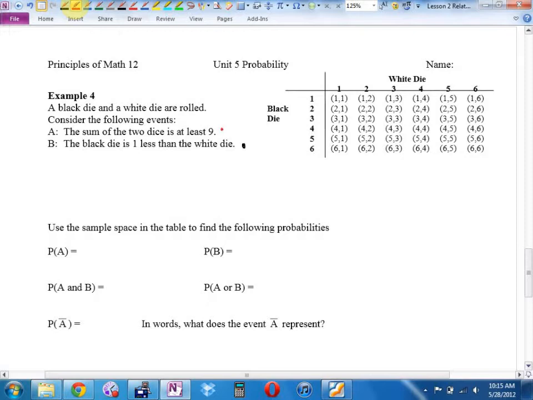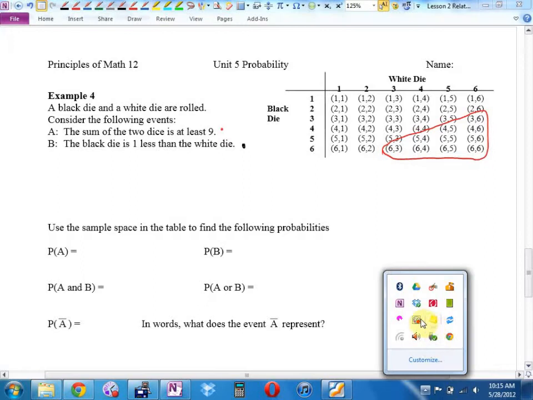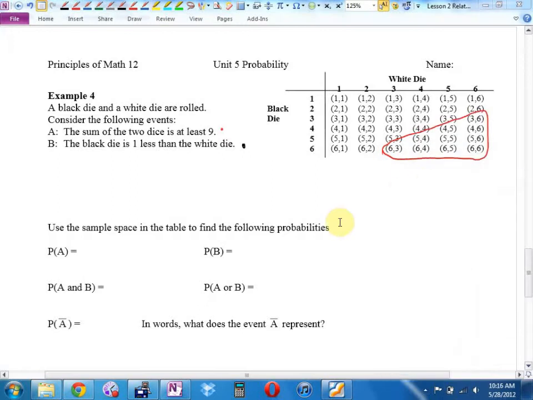Looking at this, Holly, isn't it going to be this whole bottom corner here? That's going to be what adds to at least 9? How many have I circled? Itzel, count. Count carefully. Out of?